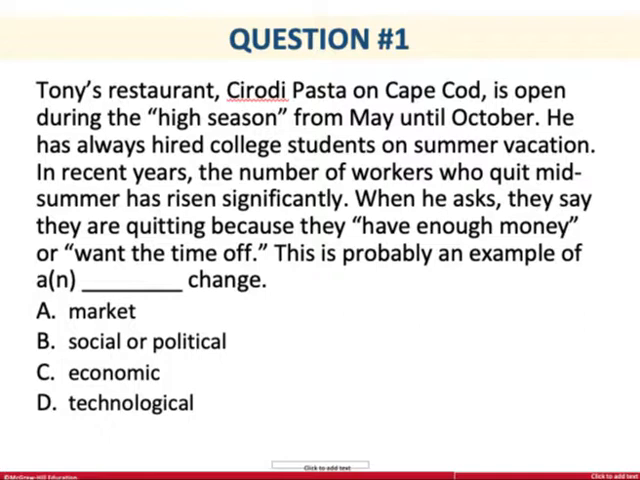If you answered B, social or political change, you are correct. The changes in the population Tony hires from outside are out of his control, but they are not controlled by the market. They aren't controlled by the economy or technology. So it is most likely coming from social changes. Of course, they have enough money might be a good point in a good economy, but it also might be what is perceived by this population, this demographic, as what is enough for them.